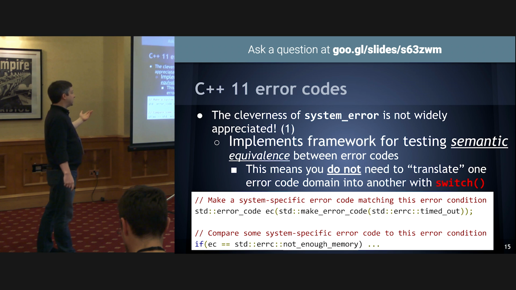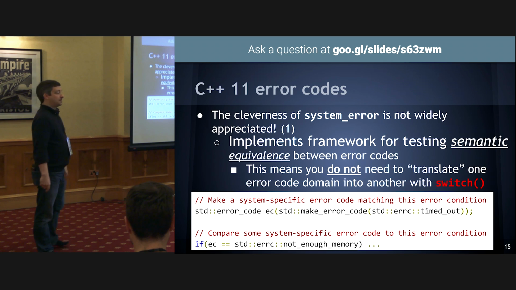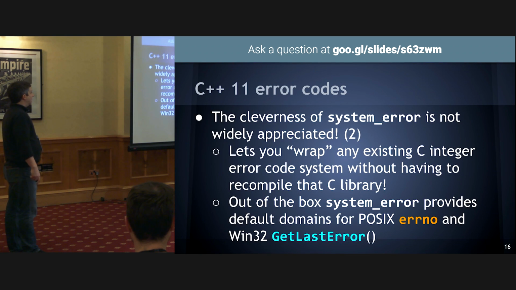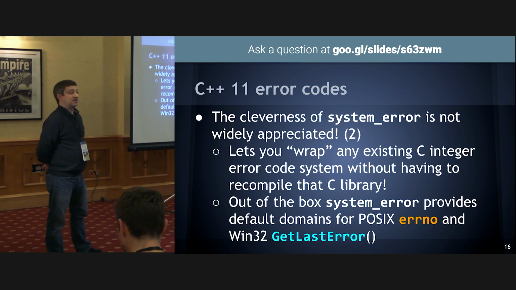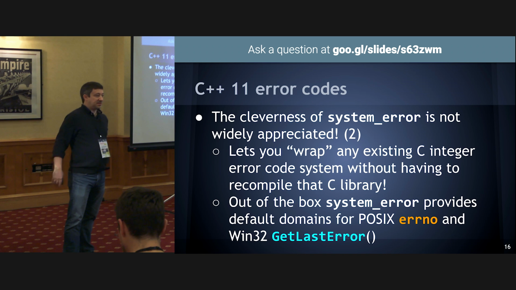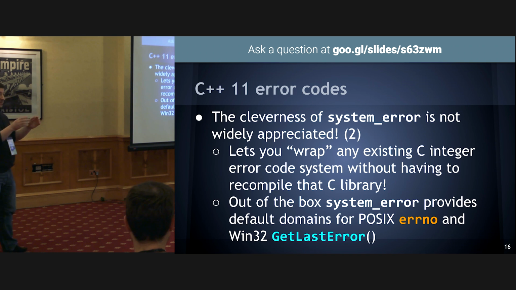You'll find then if you plug in ASIO, the networking TS, that just all works too, because it uses exactly the same framework, which is very handy. So part 2 of what's really clever about system error is that it was designed specifically to let you wrap up external C libraries. So you have some legacy C code base with some random error code domain, and without having to recompile it or modify it or change it in any way, you can wrap up its error code domain externally using system error, and it will now participate in the C++ type system with no recompilation at all. And that's huge, and nobody does it, and it's there in the standard.